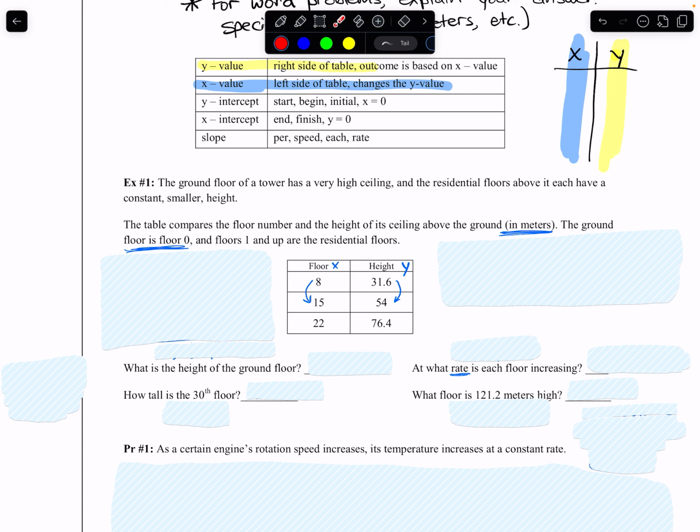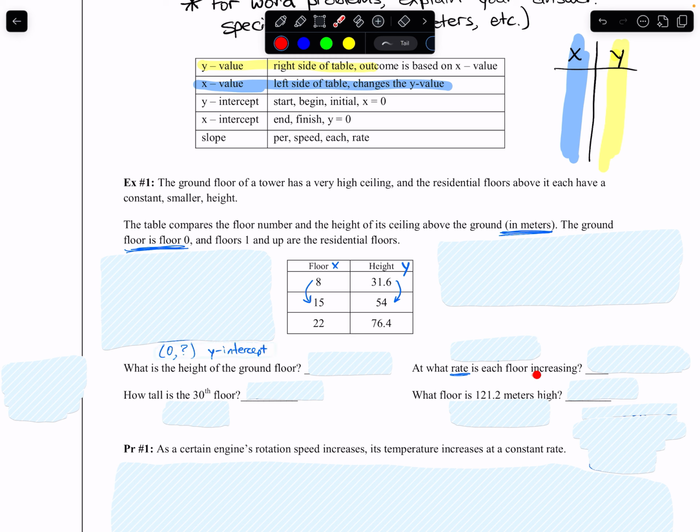One good strategy here, and I'd like you to use this for the rest of this section, is to label what these questions mean. So when it's asking what is the height of the ground floor, well, that's at floor 0. That's when our x is 0. So we're looking for a y-intercept there.